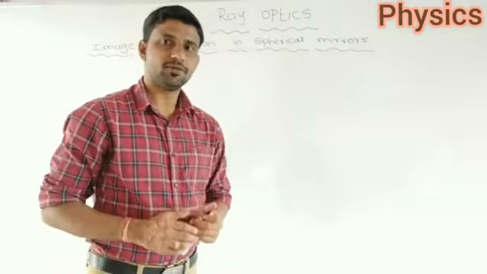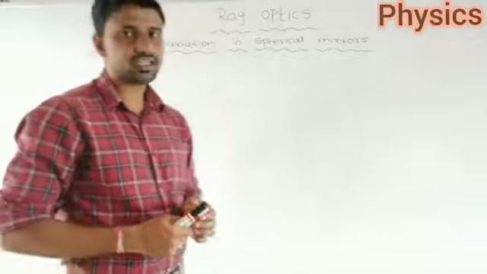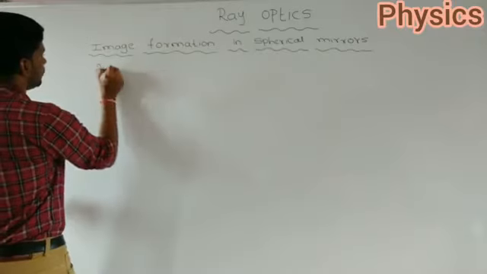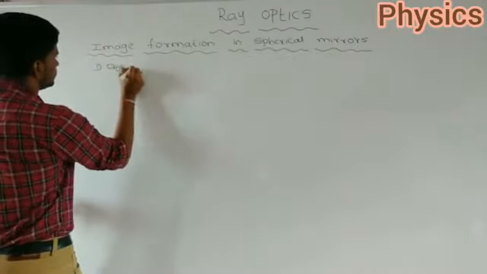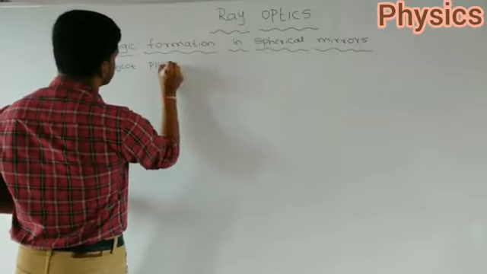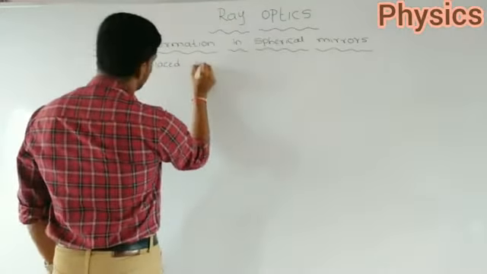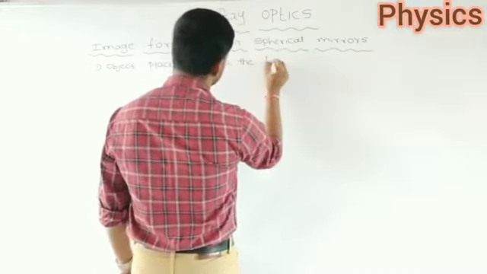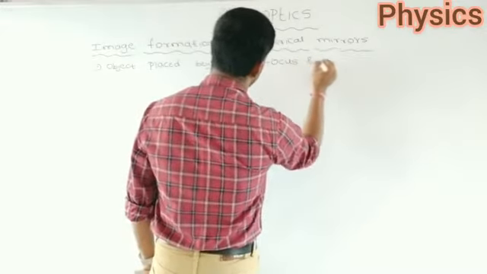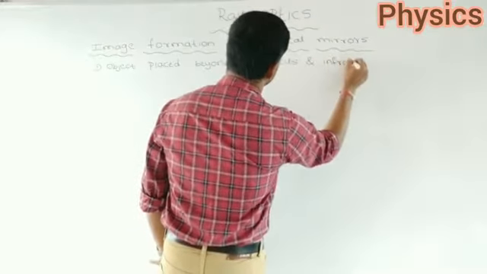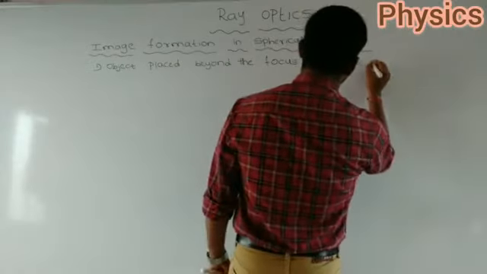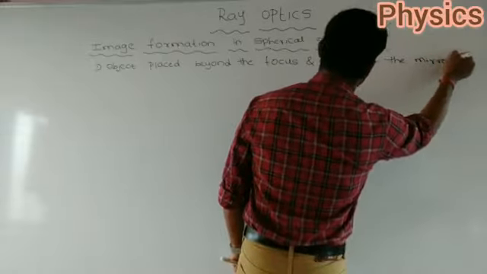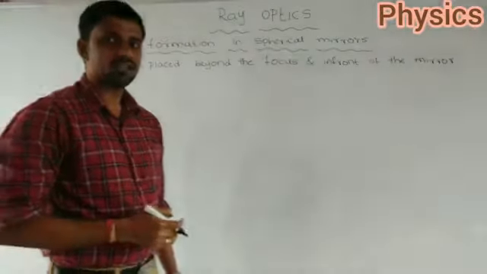Now let us see different cases in which image formation takes place in spherical mirrors. The first case is when the object is placed beyond the principal focus and in front of the mirror. Beyond the focus and in front of the mirror. Then let us see which type of image we are getting.